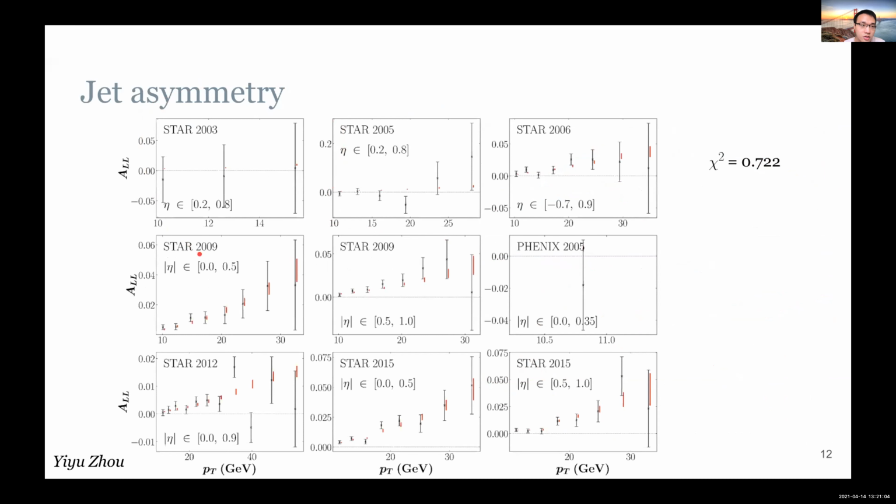So here I'm showing the jet asymmetry fits. The error bars here are the experimental data and uncertainties, and the red bands, although it's hard to see in the first few plots, are the theory predictions. Because in our Monte Carlo approach we fit many replicas, the theory prediction is a range rather than a central value. We have a good chi-square, which means a good agreement with the data.